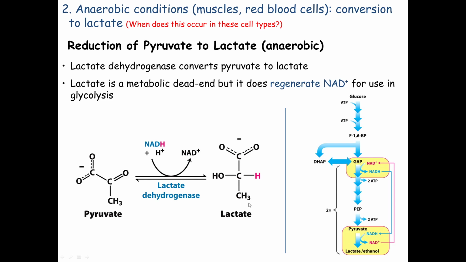And this lactate, of course, then goes back to the liver, and the liver turns it back into pyruvate and into glucose for me. And we'll talk about that next time as well. It's called the Cori cycle.